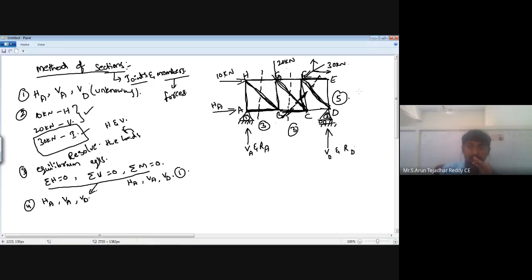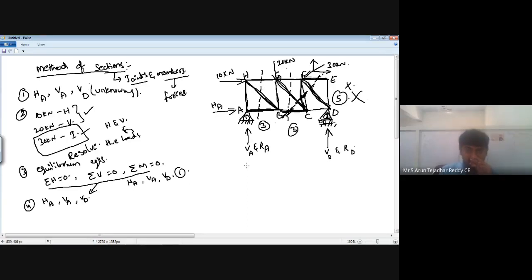So this is not possible. Why? Because our equilibrium equations are only 3. So the members also should have only 3 unknowns. So here 5 members is not possible. So don't cut the section in this way. In this way only you have to cut the section. You are passing through only 3 members.